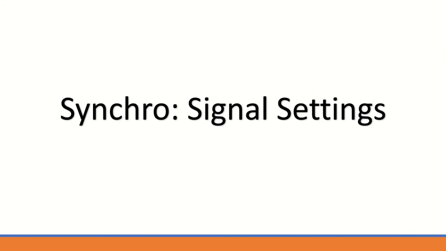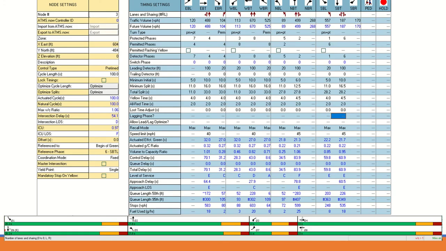Signal settings. These are the phases that I set. The left turns, I set them as permitted protected, and the protected phase is the odd number, the 7, the 3, the 5, and the 1. And the permitted is the 4, the 8, the 2, the 6. That just means that those can go with the through movement for that direction. That's basically when the light is the green bulb versus the green arrow.